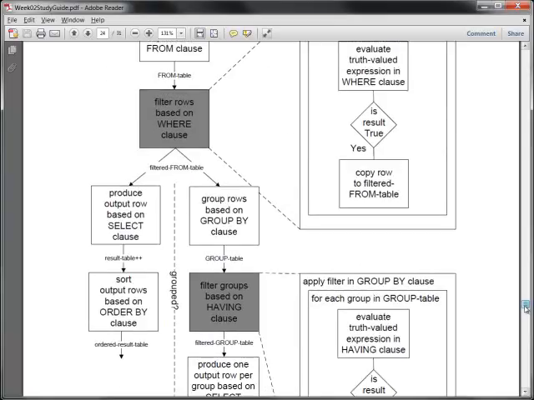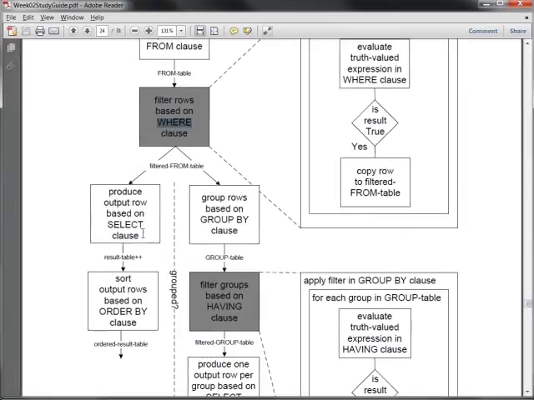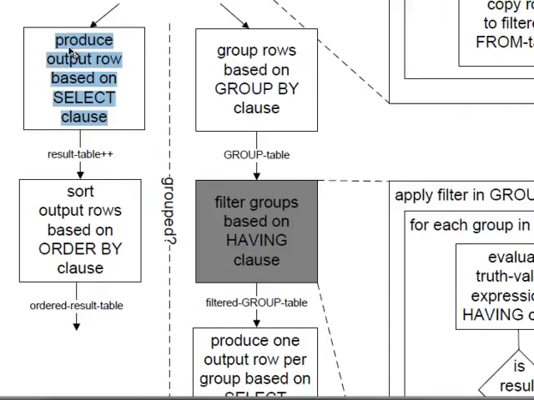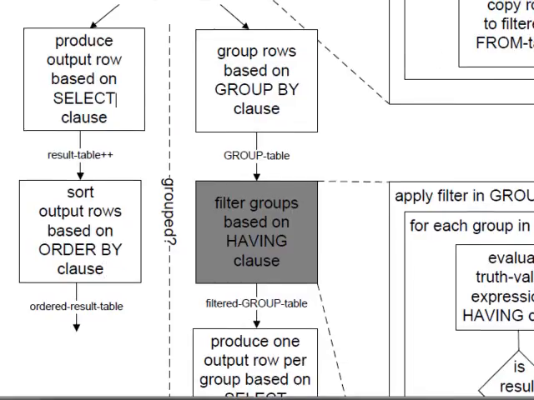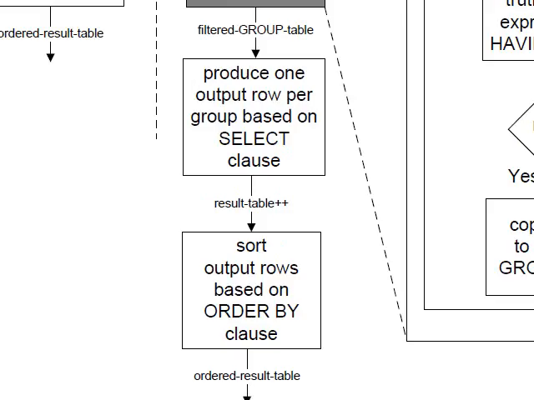So that's what we do if it's a grouped query. And if not, following the where clause, each row is passed across to the select clause, and for each row passed across, we produce a single output row to produce the result table, which can then be sorted by the order by clause. So that's the big point of difference between a grouped and ungrouped query. In an ungrouped query, the select clause produces an output row for each input row. With a grouped query, the select clause produces a single output row for each input group.